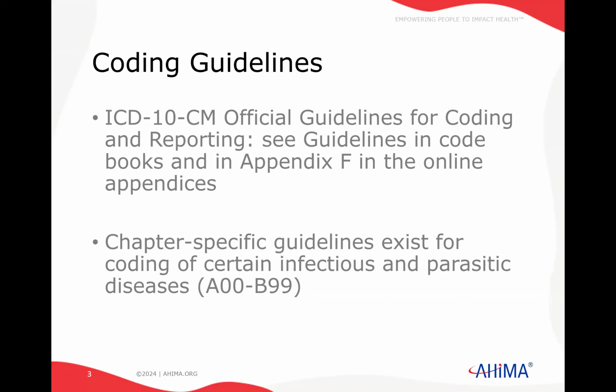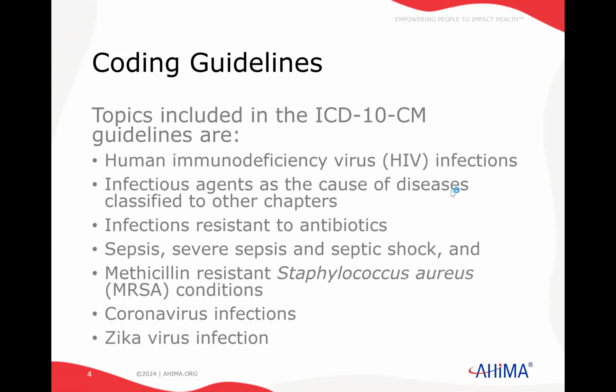As in other chapters, there are official guidelines that you see in the code books, and you can see this in Appendix F in your online appendices for those of you who have gotten that. All the codes for the infectious diseases start with A or B, and they run in the range from A00 to B99. So if you're looking at any other codes, any other letters, or tempted to put any other letters, you're in the wrong place. And again, we'll talk about things like HIV/AIDS.